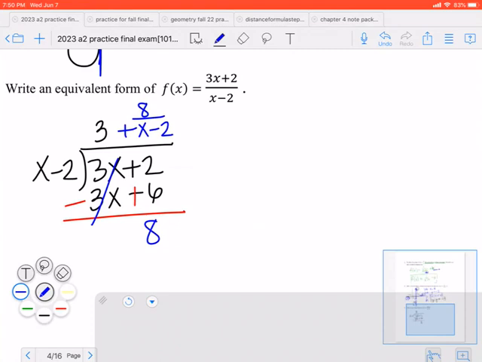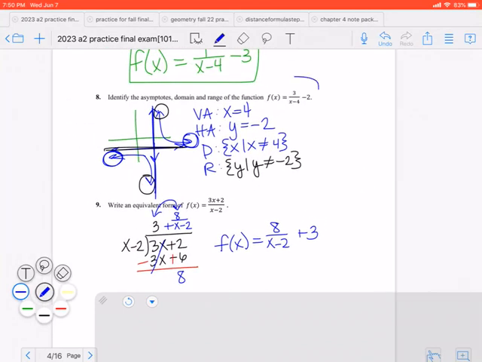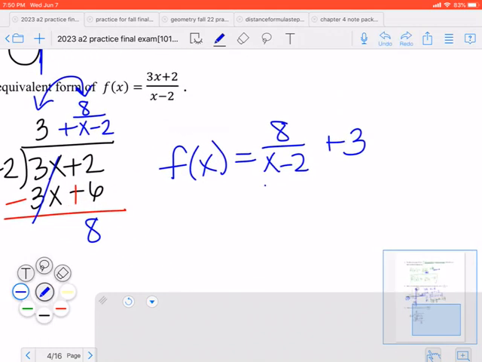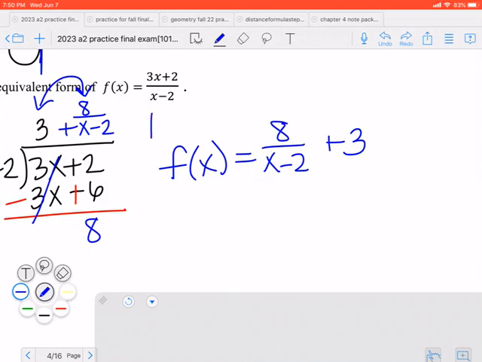So then for it to look normal, we would switch those around. I'm going to put the 8 over x minus 2 and the positive 3 second. And so now you'll see it's in that graphing form. So we would know the vertical asymptote and the horizontal asymptote from that.